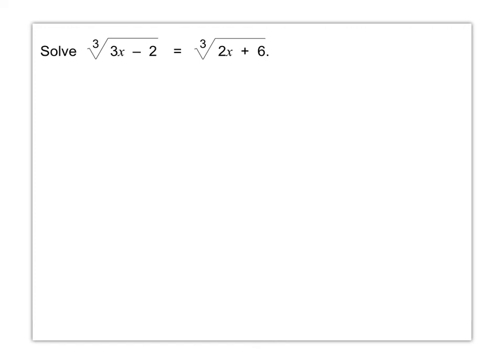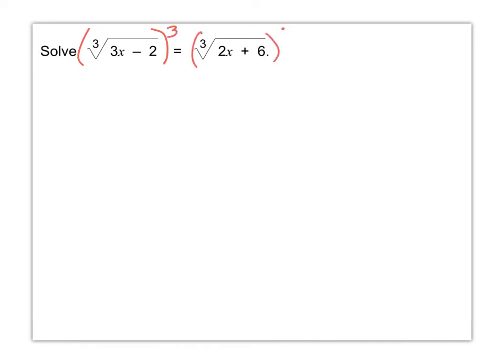All right, in this case, instead of square roots, we have cube roots. We want to solve the cube root of the quantity 3x minus 2 equals the cube root of the quantity 2x plus 6. Instead of squaring both sides, we're going to raise both sides to the power that is the inverse of the cube root. And the power that we're going to use is the power of 3.